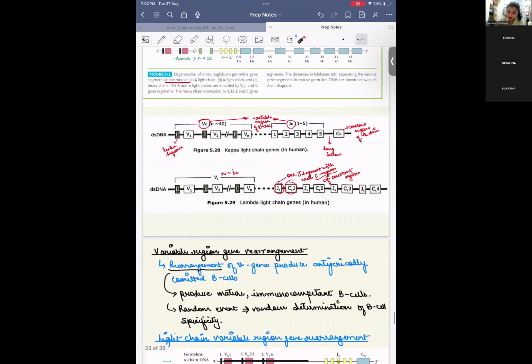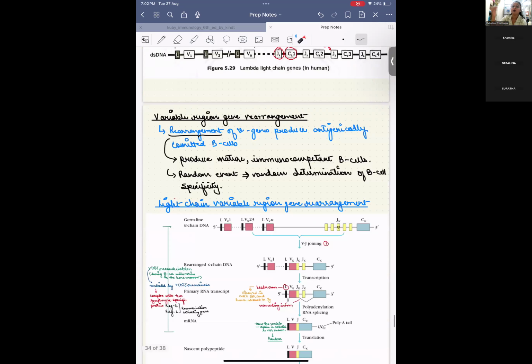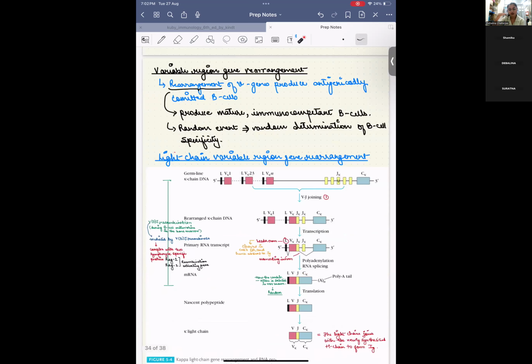Okay. So we just saw how the immunoglobulin genes are organized. Now let's come to how the process of rearrangement is happening. Rearrangement of B cell genes produces antigenically committed B cells.